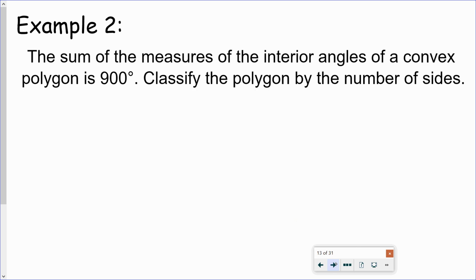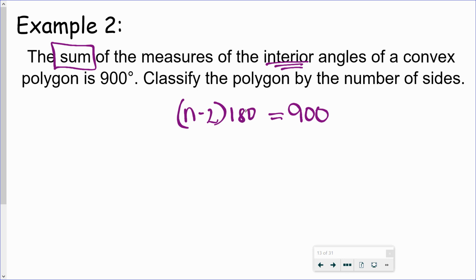Okay, example 2, going back to the right-hand side of our notes. Once again, I want you to highlight or box: the sum of the measures of the interior angles of a convex polygon is 900 degrees. Okay, not each. Well, if the sum is 900, what is the polygon? We don't know the number of sides, so we have to figure that out. 900 degrees is equal to n minus 2 times 180. So the first thing you do is divide by 180. That will give you the number of triangles in this polygon.